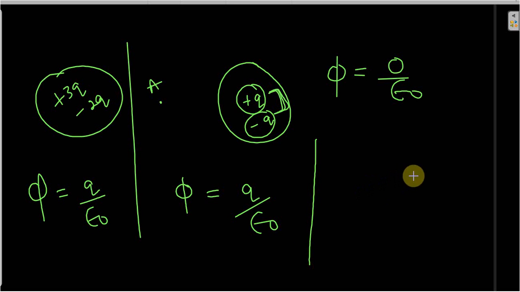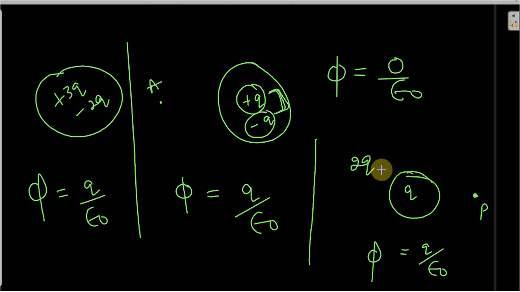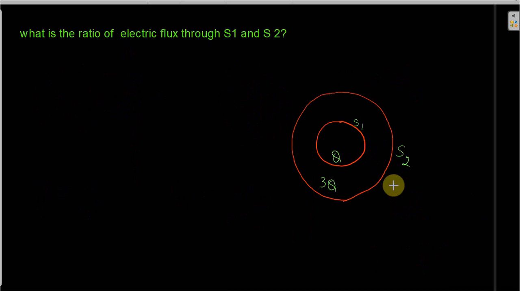One more problem we will take. We have one Q charge here, another one is 2Q here, and we have to find the flux at P point. So what will be the flux at P point? The flux will be Q by epsilon naught. We will consider only that charge which is inside the closed surface. This charge is outside, so we will not consider this charge.